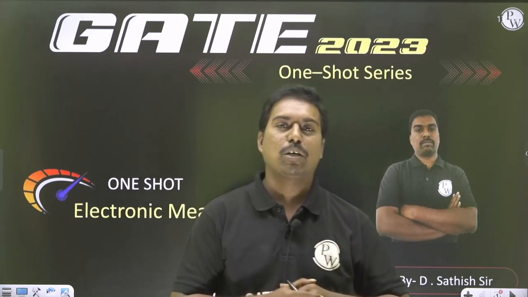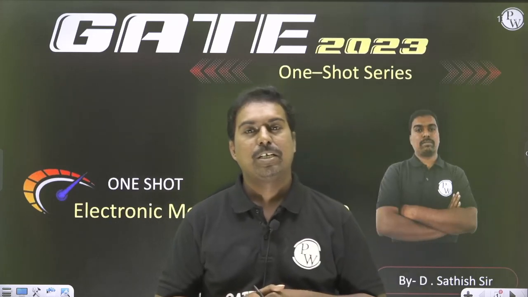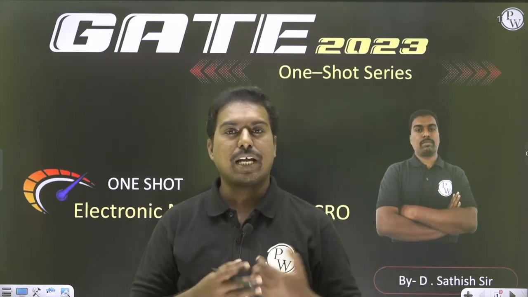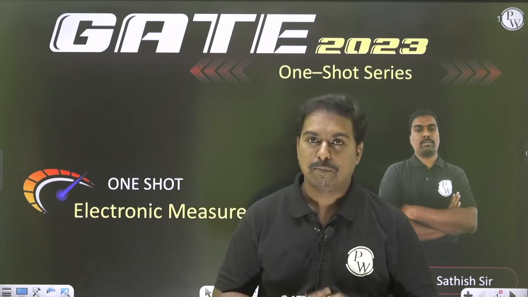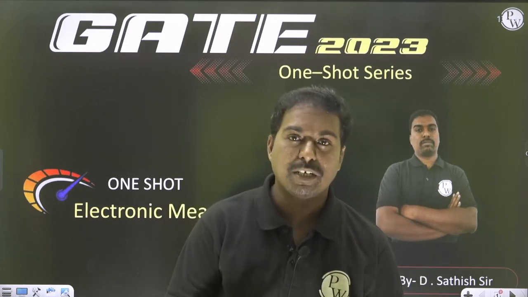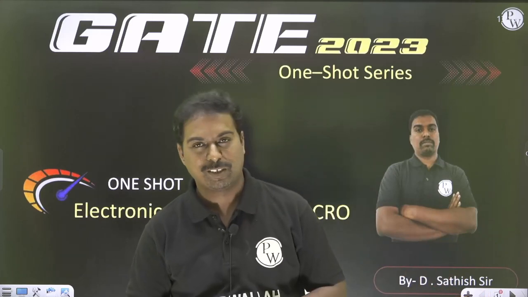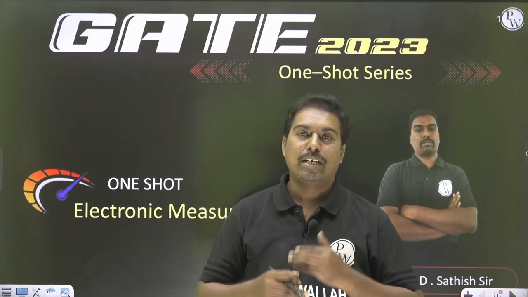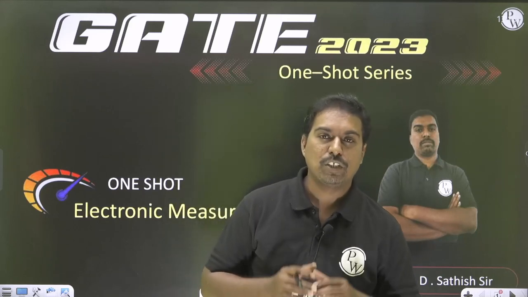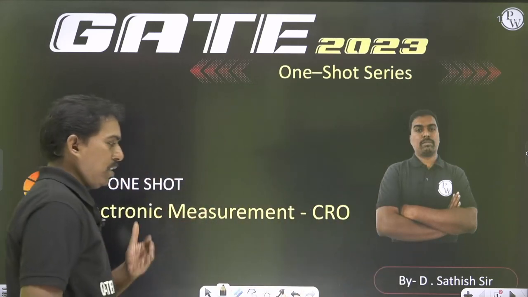After the successful completion of electrical measurements, we have discussed ammeters, PMMC, moving iron, dynamometer, measurement of power, measurement of energy, and power measurement with the two wattmeter method also. Now, the next topic we are going for is the cathode ray oscilloscope, which is the entry for the electronic measurements.